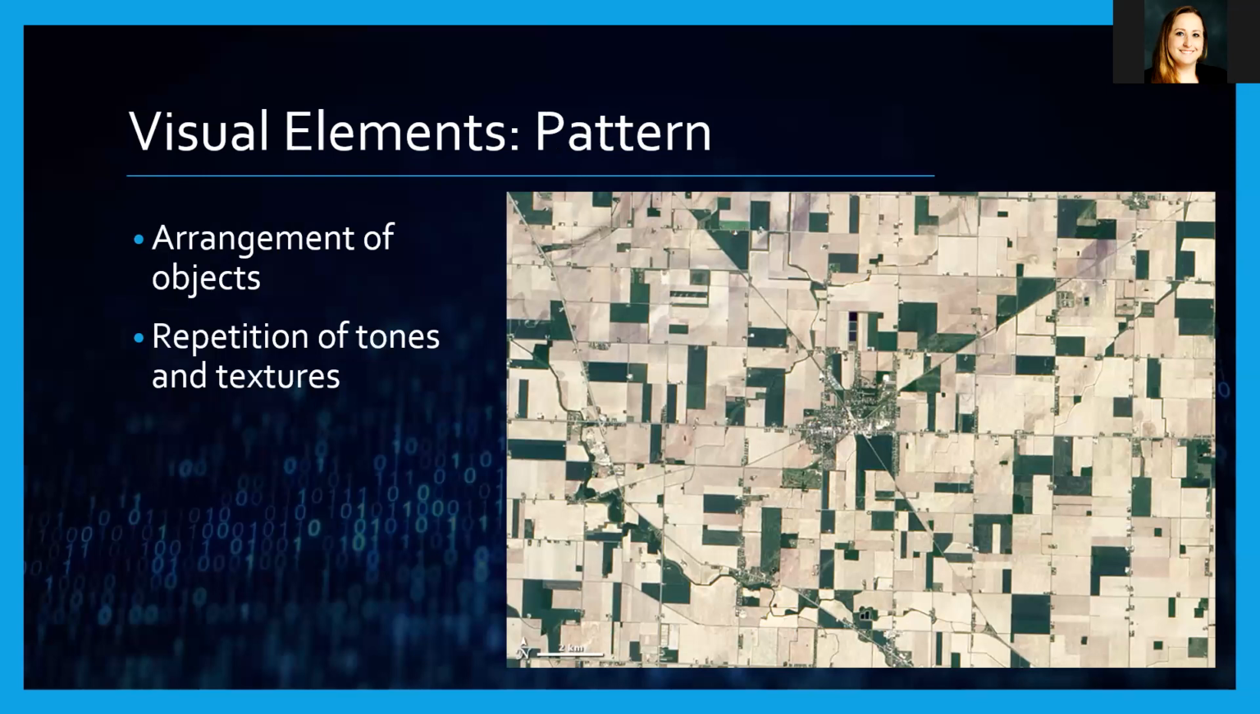Pattern refers to the spatial arrangement of objects. This is normally a repetition of similar tones that make a distinctive pattern. For example, you can often tell the difference between a forest and an orchard by the pattern of rows of trees instead of having the trees irregularly placed like in a natural forest. So what can you figure out about this area based on the patterns within this image?